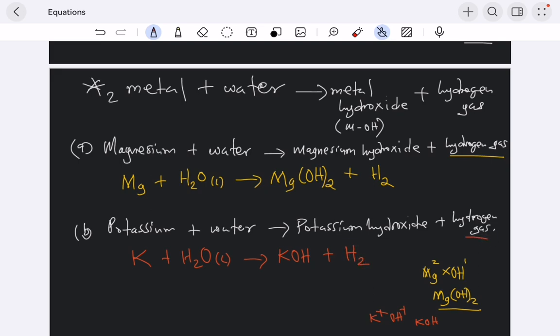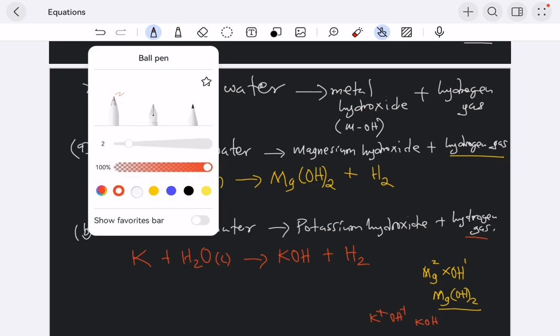This requires you to have a very good foundation in the language of chemistry, so know how to write chemical formulas. Then the writing of chemical equations becomes very easy. Let's look at another example of a general equation.